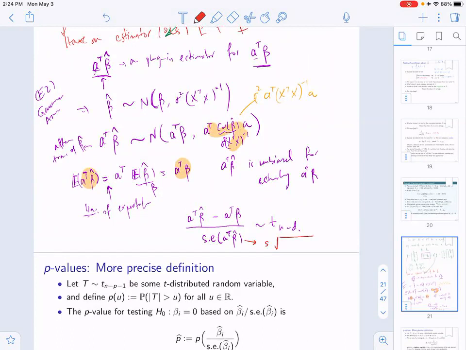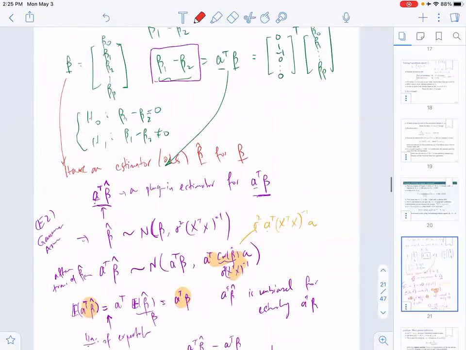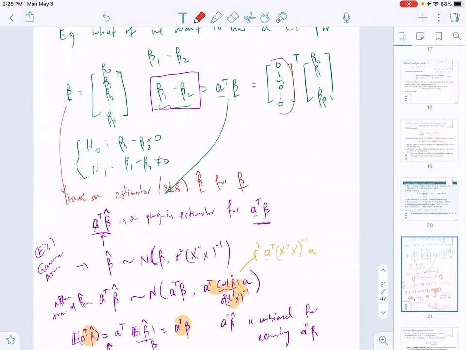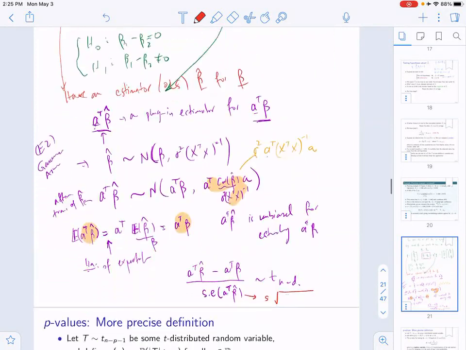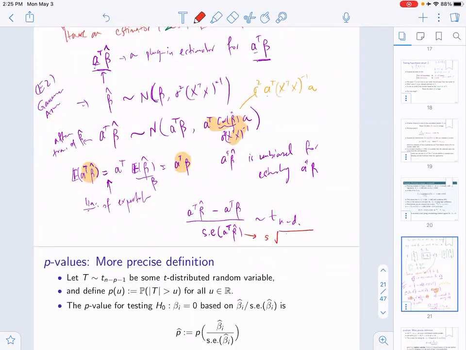So this is a special case. What if I have a general A? Can you just state a formula for the general A? What is the procedure to obtain the standard error? What is the standard error? Or what does it mean?